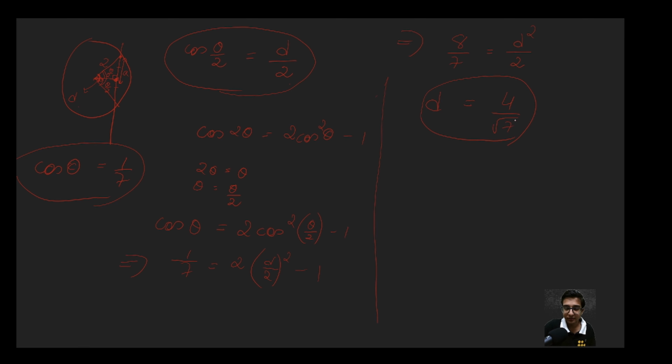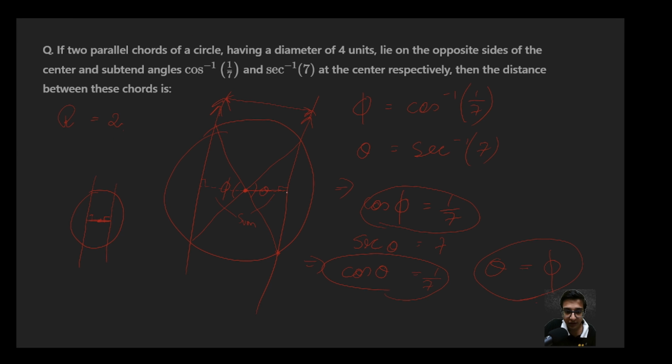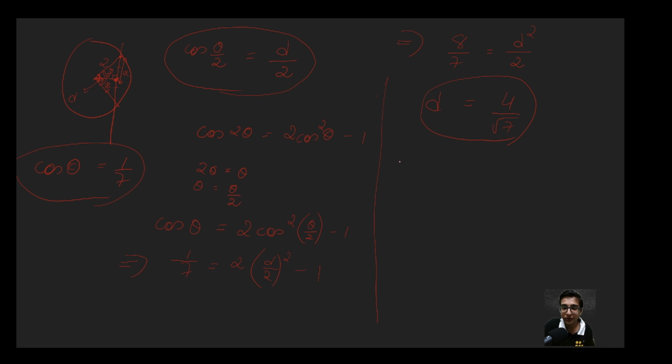Now this is not my answer, of course. I've gotten the length of one of the sides. This is my D, and D is equal to 4 by root 7. Of course, theta is equal to phi, so the length of D would also be the same for this side as well, 4 by root 7. So if I add these two, I would get the distance between the two parallel chords. So of course my answer simply becomes 2 times D, which is 2 into 4 by root 7, which is 8 by root 7. So this is my answer.